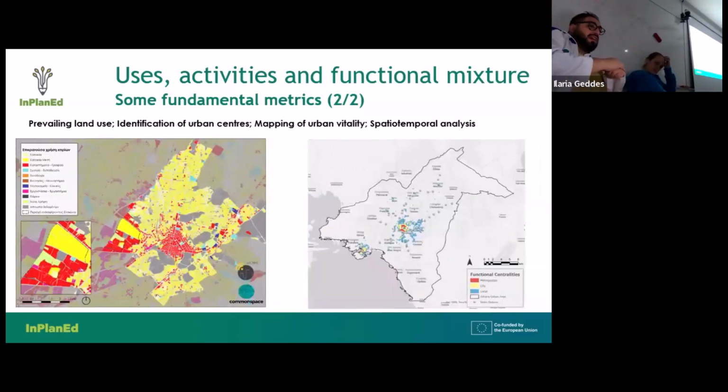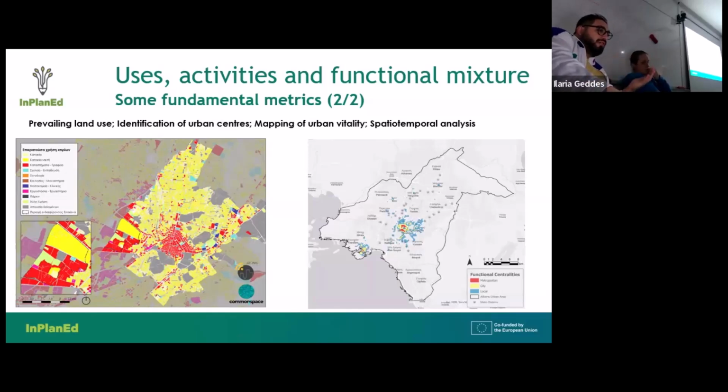And the final slide about metrics and about functional mixture. For example, here on the left, we can see the prevailing land use type of the blocks in Athens, and how this can really describe and make us understand what is the functional character of the city. And on the other hand, we can use more advanced metrics to identify urban centers, even in the whole metropolitan Athens.